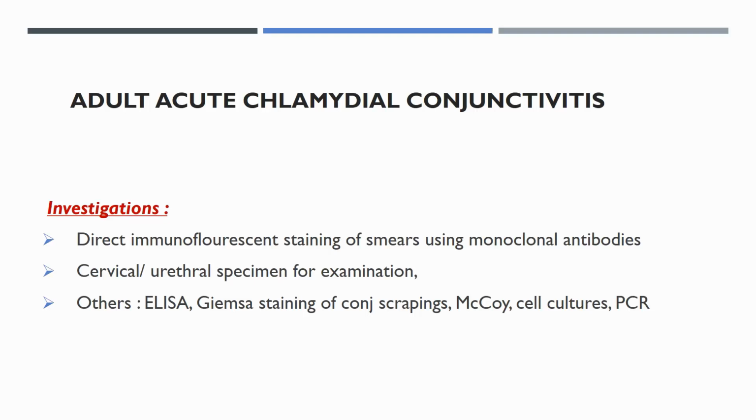For the investigation, as usual, we can use immunofluorescent staining, and we can get some specimen from the cervix or the urethra, and ELISA and Giemsa staining of the conjunctival scraping, culture on McCoy cells, and we can also do PCR.